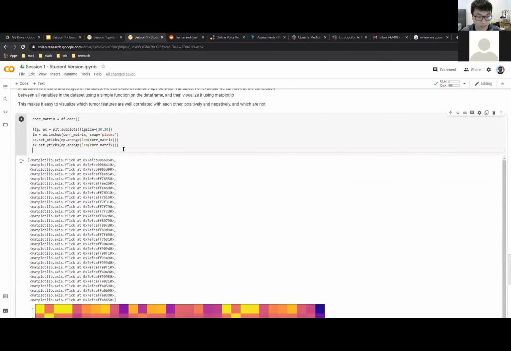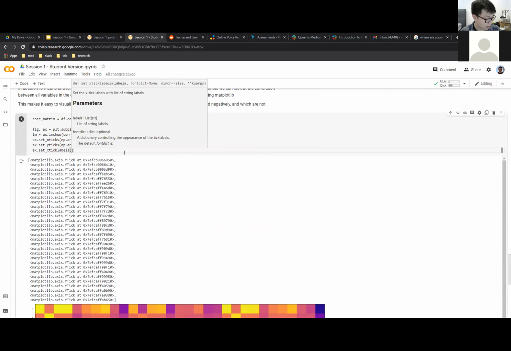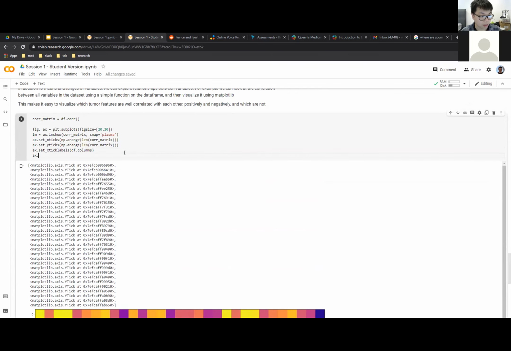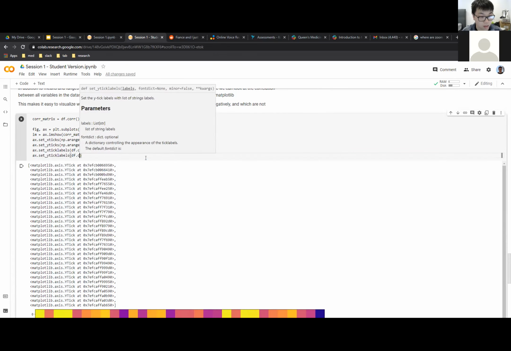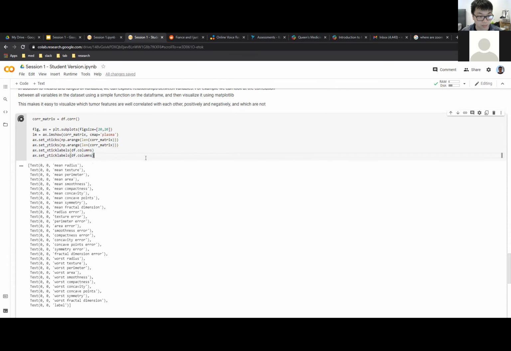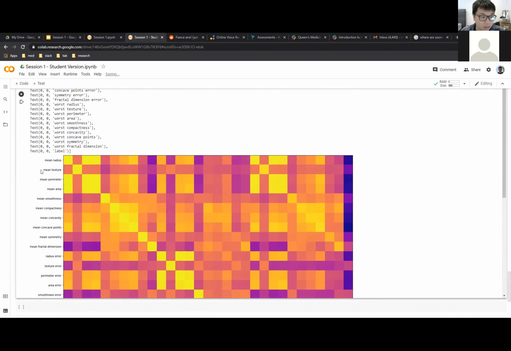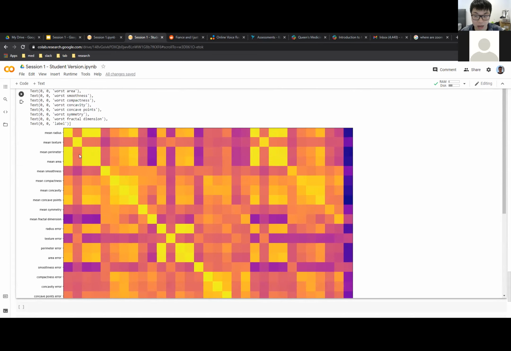But now we want the actual variables. To add the actual variables, we want to set labels. We do this by setting x tick labels, and we want to do it by the columns of the data frame. Right? And then exactly the same with the y-axis. So now this is much more interpretable. What we have is a comparison between one variable and another, and we compute the correlation ratio.